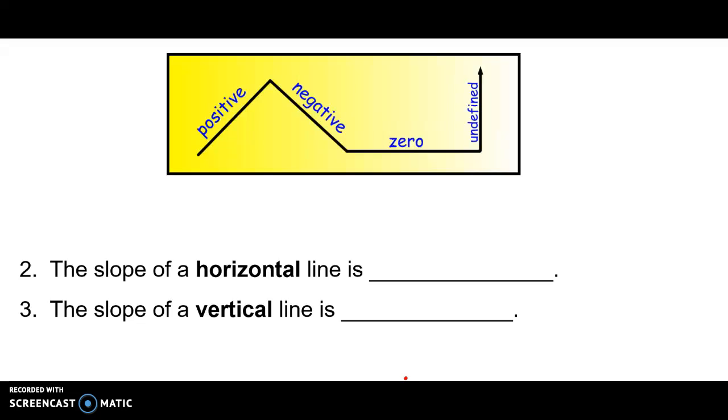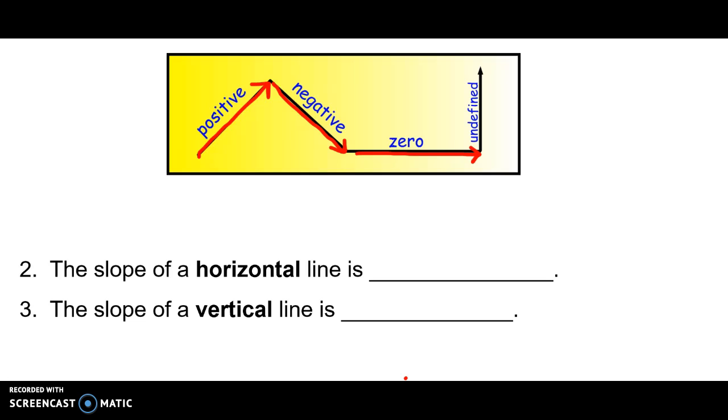All right, before we do questions 2 and 3, let's review what slopes look like. We're always going to read our graph from left to right. So if you're reading from left to right and your line is rising, that's a positive slope. If you're reading from left to right and your graph is falling, that's a negative slope. If you have a horizontal line, that's what we just discussed. We know that that is a 0 slope.